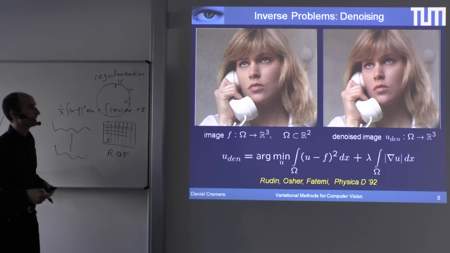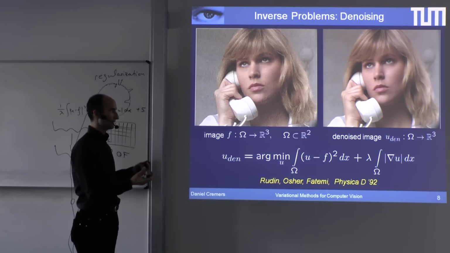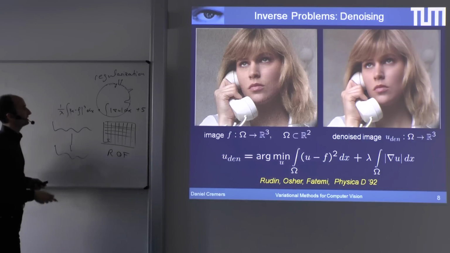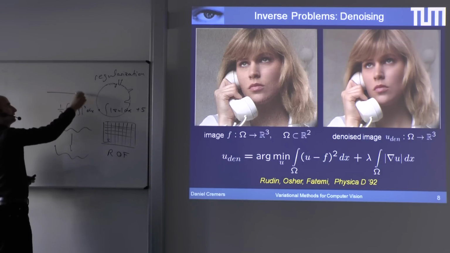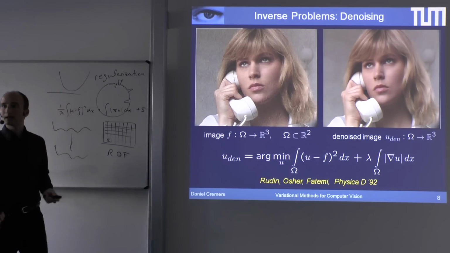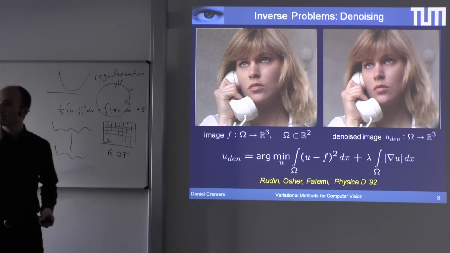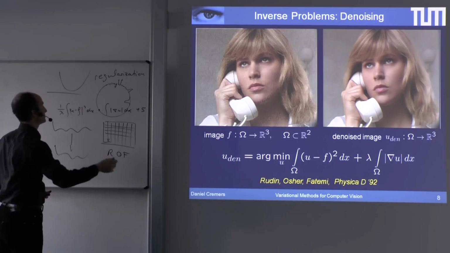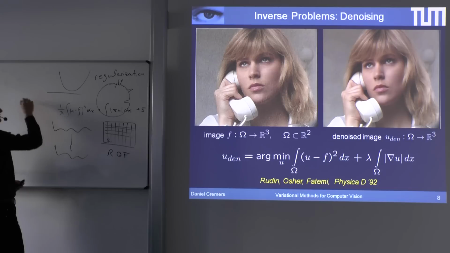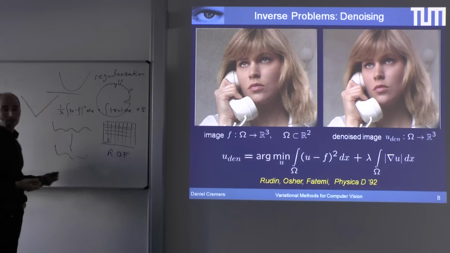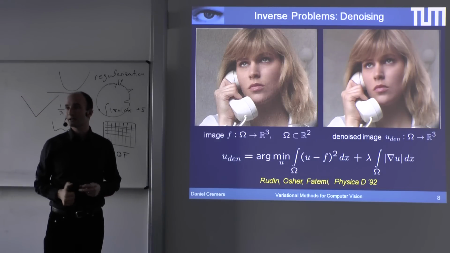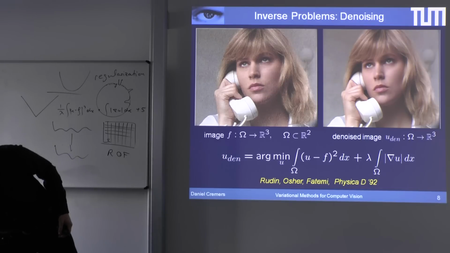We'll talk about convexity, but to give you a first glimpse, the data term is a quadratic data term, and quadratic terms look like that. So that's a convex energy. The second term is not quadratic, but the norm of the gradient, norms look like that. It's also convex. So that's essentially the reason why it's convex.